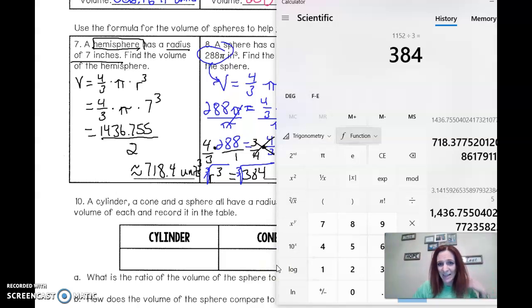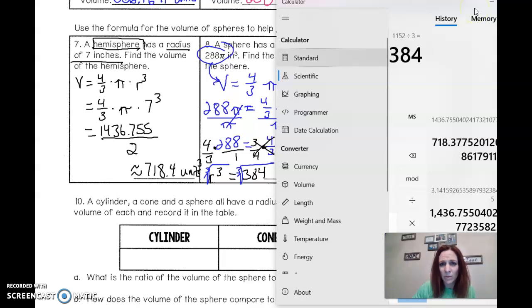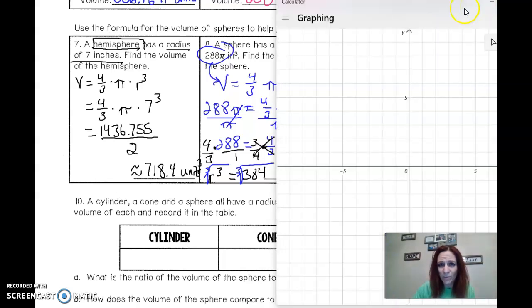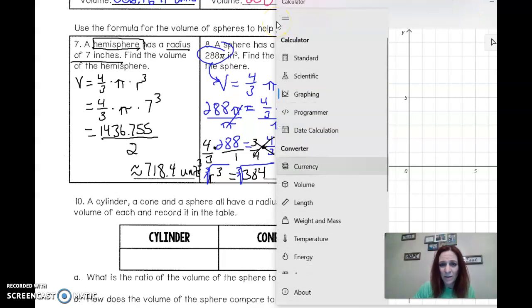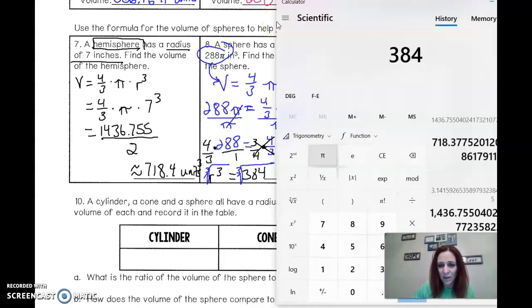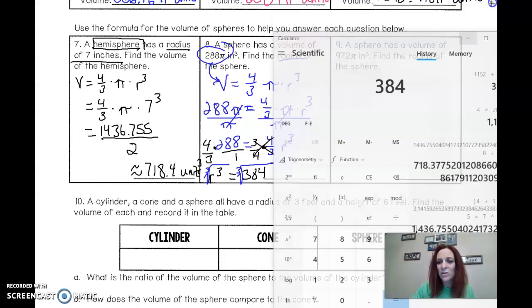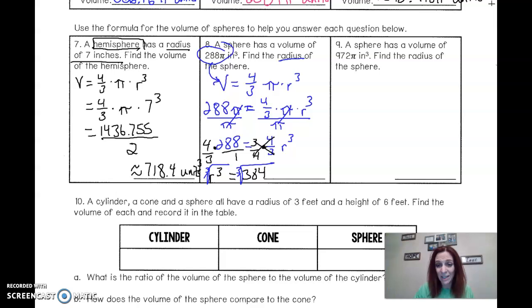It does not. Okay, so I don't think I'm missing it. Anyway, basically just pretend you're taking a cube root on your calculator. You hit the 3, hit the cube root, and then type in 384.